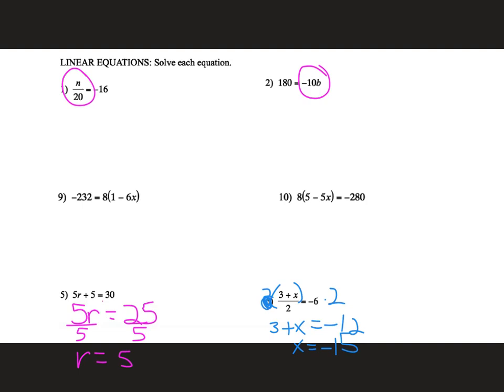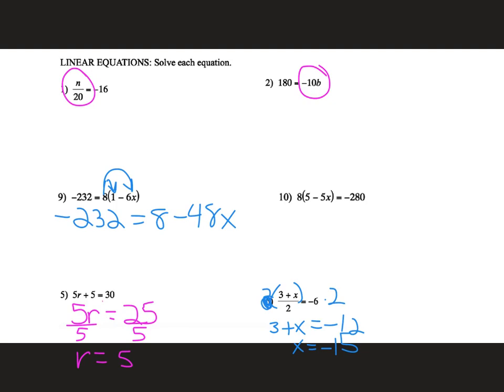I'll do one more for you here, so this video doesn't get too long. Again, we're dealing with undoing operations. For a lot of us on like number 9 and 10, what we're going to do is distribute. So we're going to distribute that 8 to both those pieces. So you got -232, and then you're going to have 8 minus 48x.